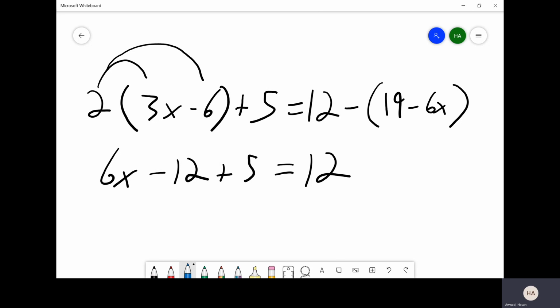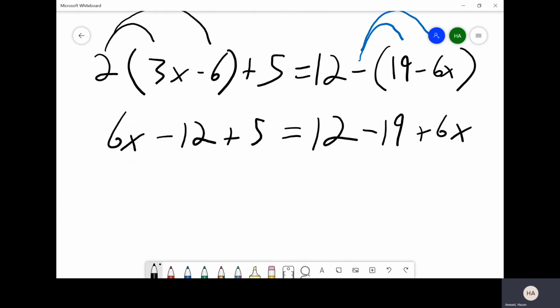And then when we expand, we're applying the negative to both of these values in the parentheses, right? Which means we're flipping the sign now of everything in there. So now we get a minus 19, and the negative of a negative 6x gives us a plus 6x here, right? Okay, so moving forward, now what do we have to do? We have to combine like terms, right? So what do we have that are like terms? Well, we know that we have a negative 12 and a 5. We can combine those. And we have a 12 and the 19. We can combine those as well, right?